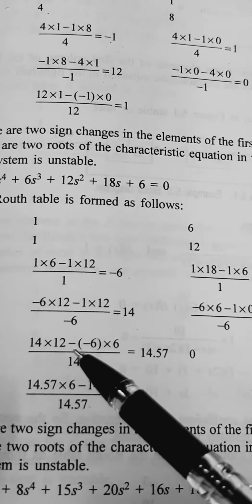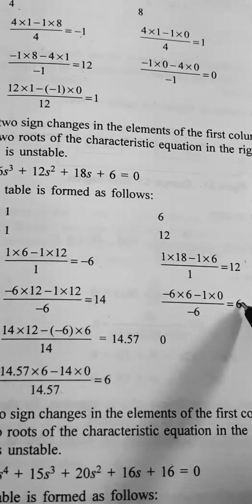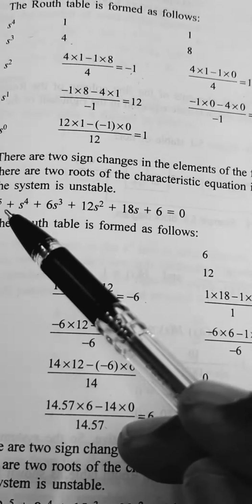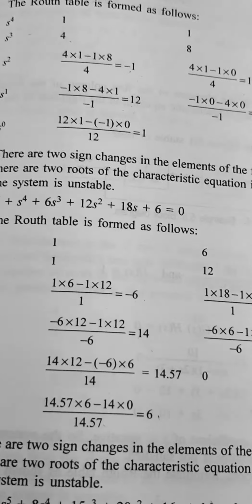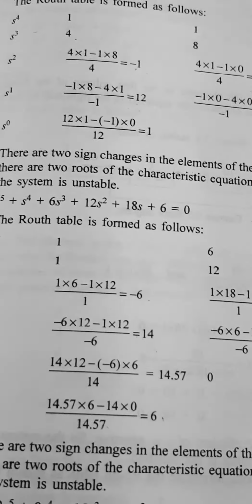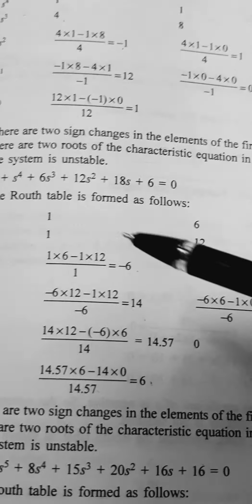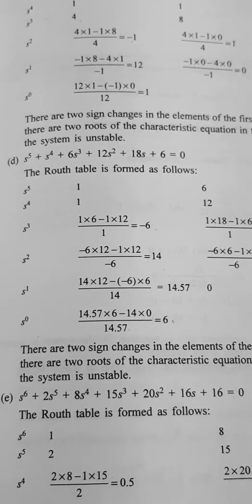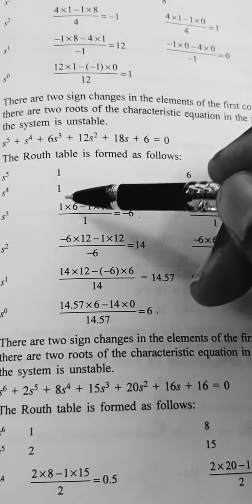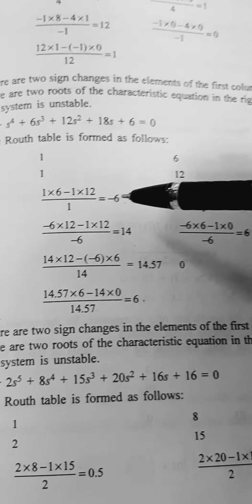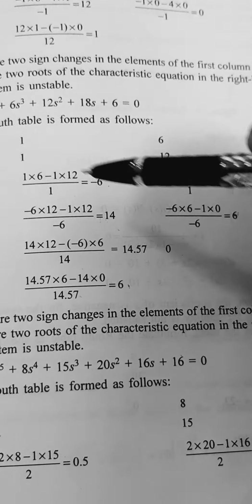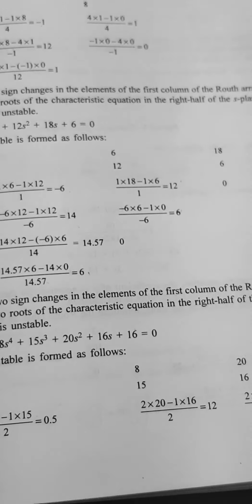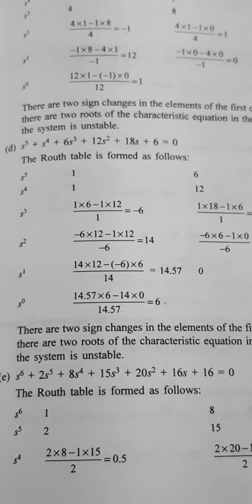Then the last element is obtained by 14 into 6 minus 14 into 0 divided by 56. When you're observing, even though all the elements in the characteristic equation are positive, you can see that there are sign changes in the first column of the routh array. So how many sign changes? These two are the same sign, but from here to here, positive to negative. Then from negative to positive, there are two sign changes. So two roots of the characteristic equation are in the right half of the S plane. So the system is unstable.